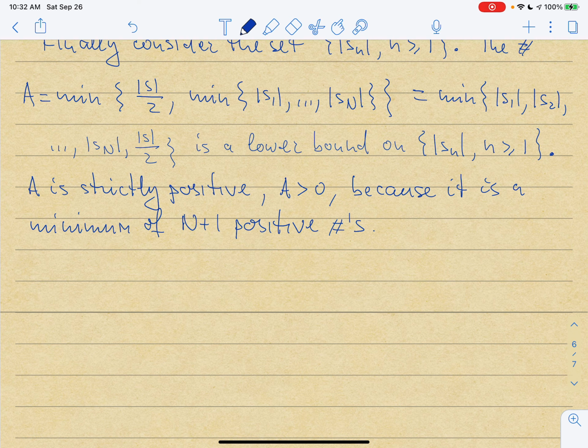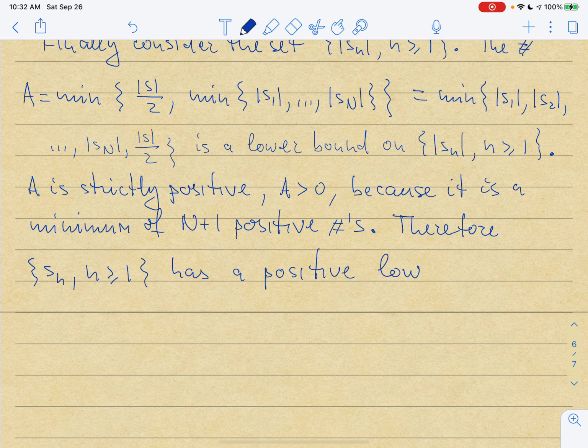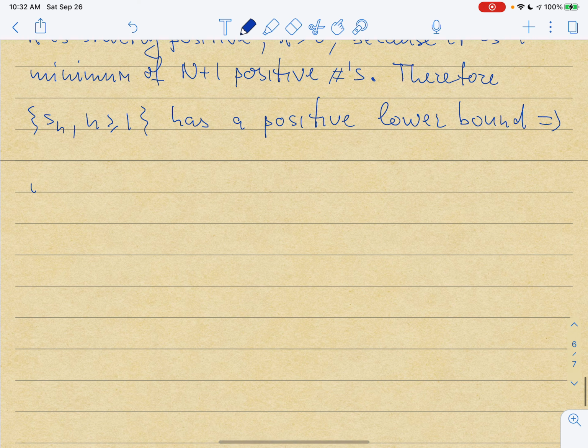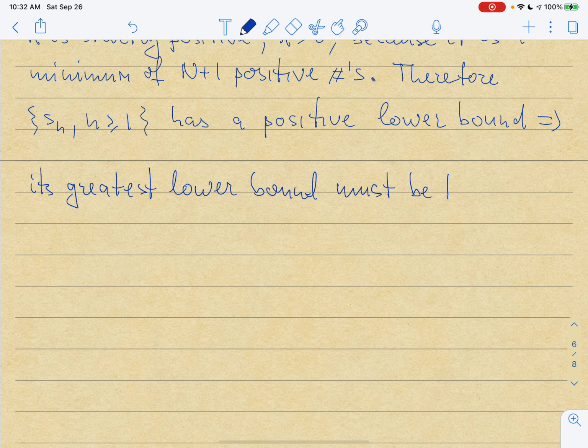And so that means that my set, so therefore the set of absolute values of Sn, n greater or equal than 1 has a positive lower bound, and so therefore its greatest lower bound must also be positive. So in the theorem it has to be positive, and that means that we're done.